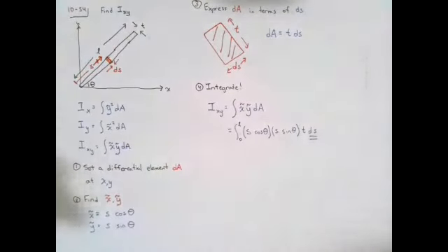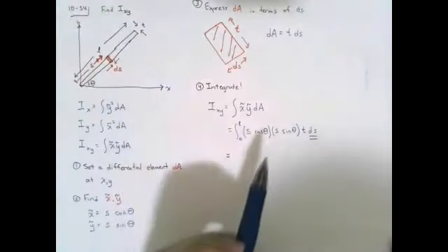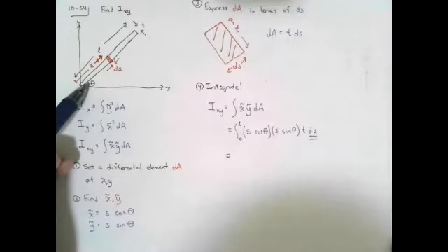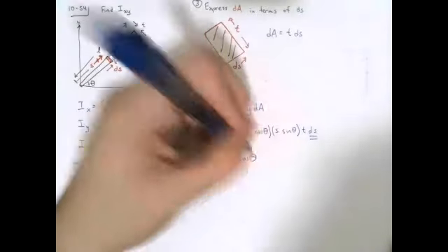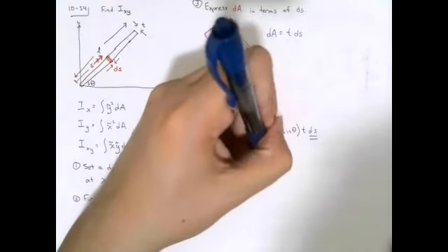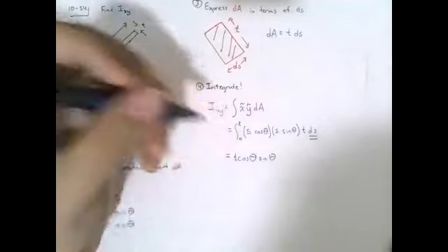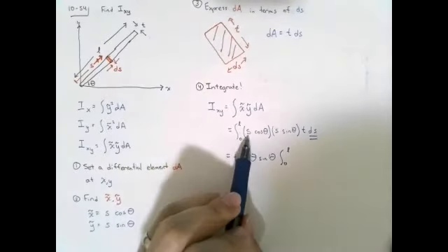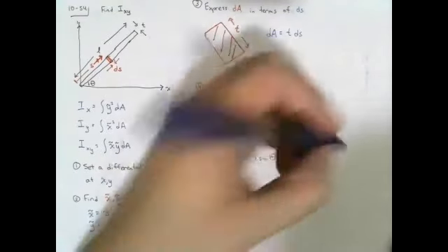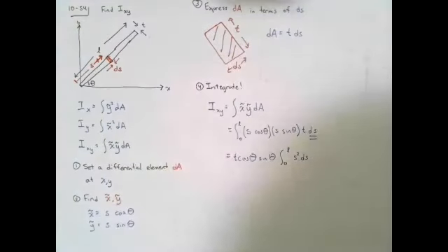So if s goes from 0 to L, what do I have? I can take out my constants. Does theta change? No, right? So cosine theta is a constant. Sine theta is a constant. And t is a constant. So taking out my constants, I get the integral from 0 to L of s times s, so that's s squared ds.